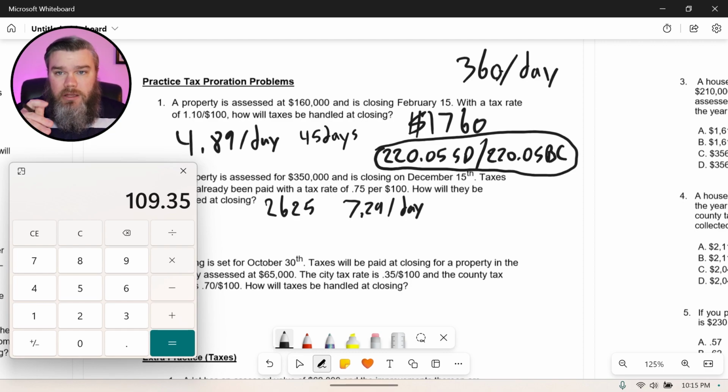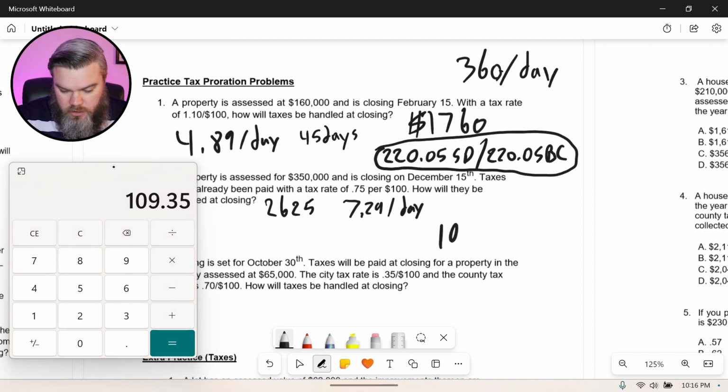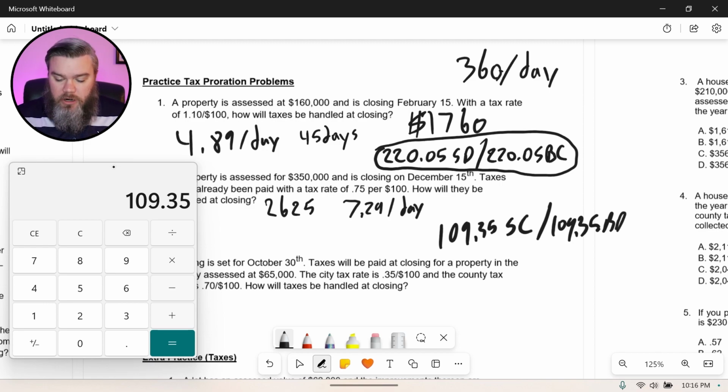Now here's where you remember. The seller has already paid the full tax bill. So it's not that we're taking money from the buyer to pay the tax bill. The tax bill is paid. We're making it even, right? We're trying to balance it out. Think about that analogy of going out to eat with your friend. The seller's your friend. They swipe their card for the full bill. So you need to give them cash for what you ate to make it fair. And so this would be a $109.35 seller credit and a $109.35 buyer debit. Okay, debit means we're taking money, credit means we're giving money.